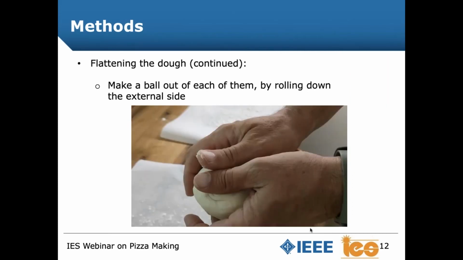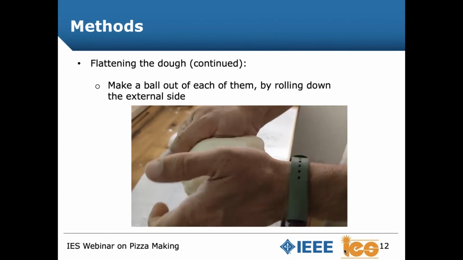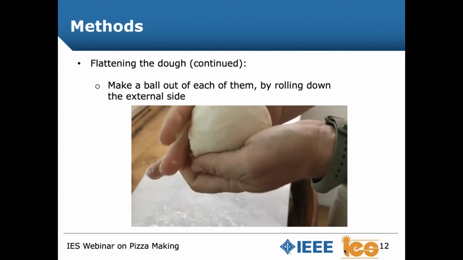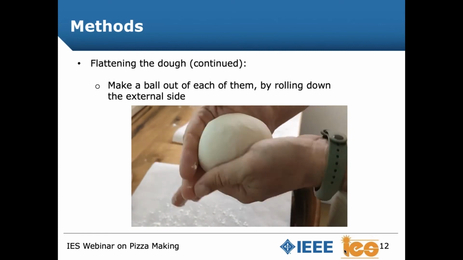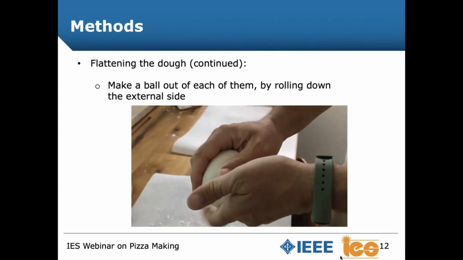Okay. Then the flattening of the dough is very important. You have to make a kind of ball using your hands by rolling down the external side. You put them downside, and then you try to wrap up a kind of bowl-shaped stuff.